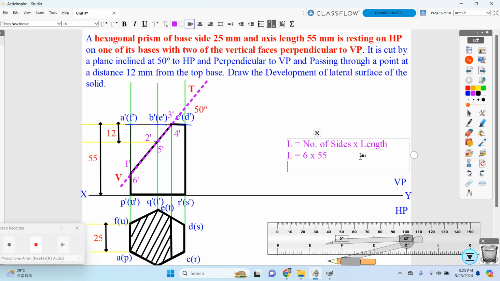So what will be the answer for this? L equal to, what is the length over here? Is that right? No, I am asking whether the formula is right. L is equal to number of sides into length.